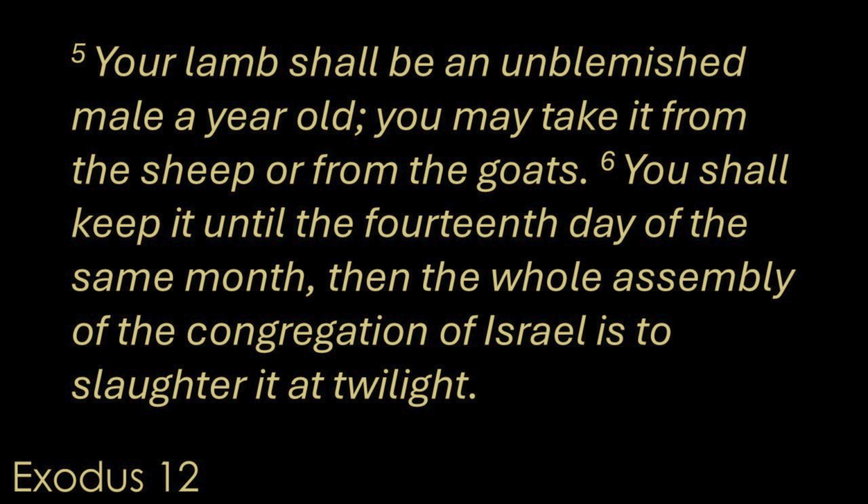Verse 5, "Your lamb shall be an unblemished male, a year old, and you may take it from the sheep or from the goats. You shall keep it until the 14th day of the same month. Then the whole assembly of the congregation of Israel is to slaughter it at twilight." So they're to take and find a lamb here on day 10. On day 14 is when they're to slaughter it.